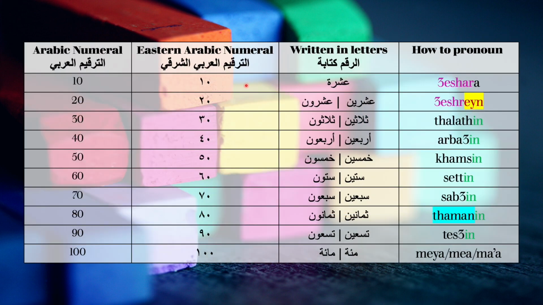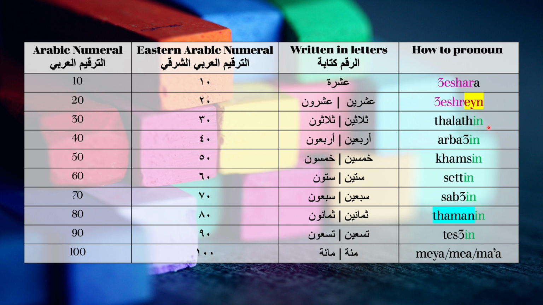I would like now to go in details with the numbers from 10 to 100. So 10 we got it from the last episode. Then after that, 20 is basically 2 times 10. Then from 30 all the way to 90 we use the ending in.